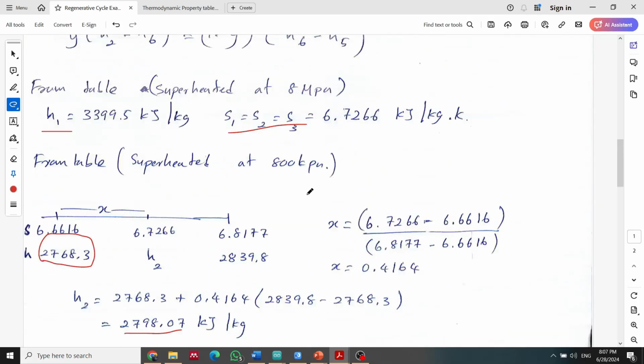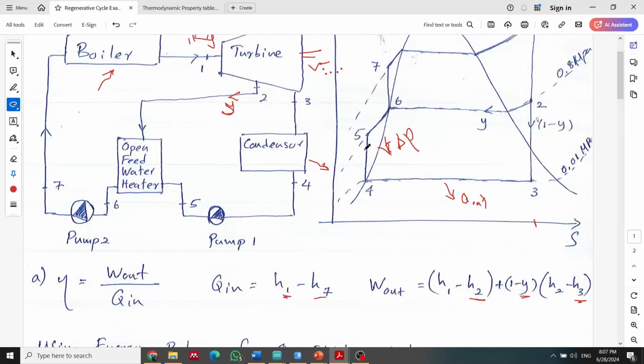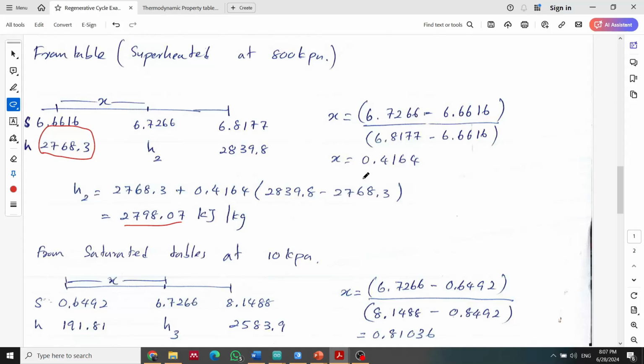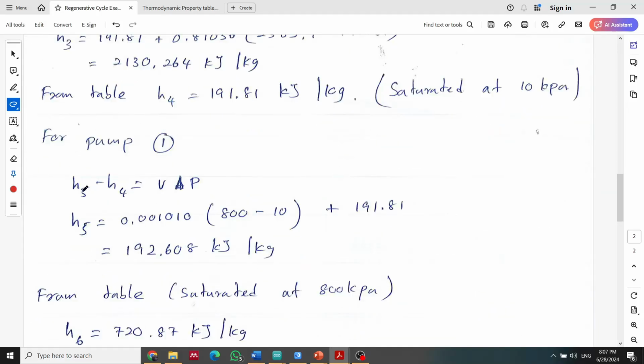So let me go back and see. H5, so this is the pump action. If you remember, the pump action is equal to V delta P. Therefore we can say V delta P equals H5 minus H4. Okay. So the pump action, H5 minus H4, should be equal to V delta P. So V is the volume that we can extract from the saturated tables.